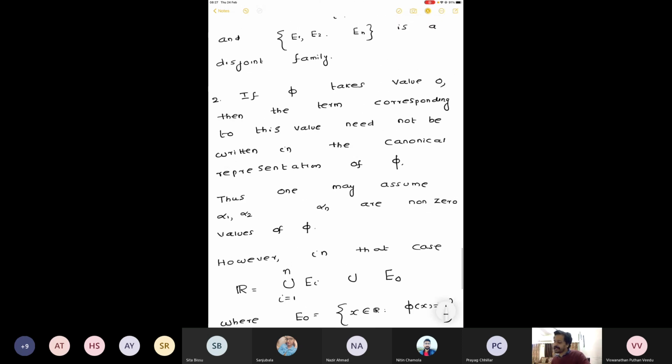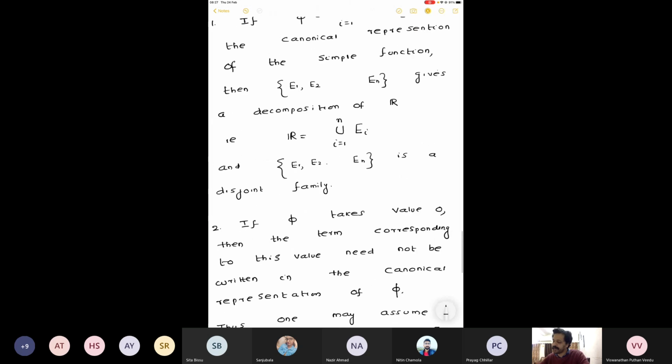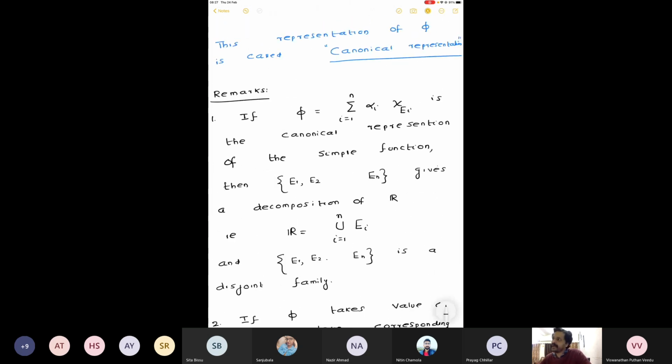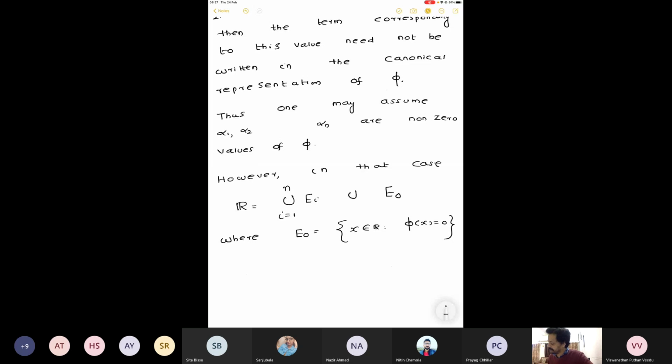So without loss of generality, in the canonical form of a simple function, you can assume that the values taken by the simple function are non-zero and consider only the non-zero values of alpha_i to write this. But after writing, if you want to get a corresponding partition of the domain, you should be careful. If you just take E_i to be the collection of all x such that phi of x is equal to alpha_i, that will not give you the partition of R. It should include E_0.